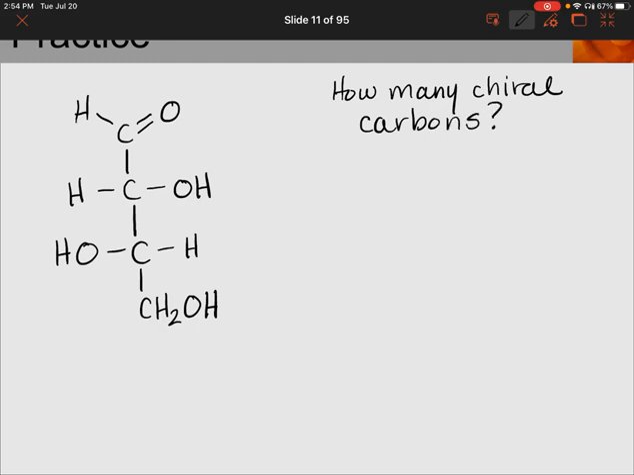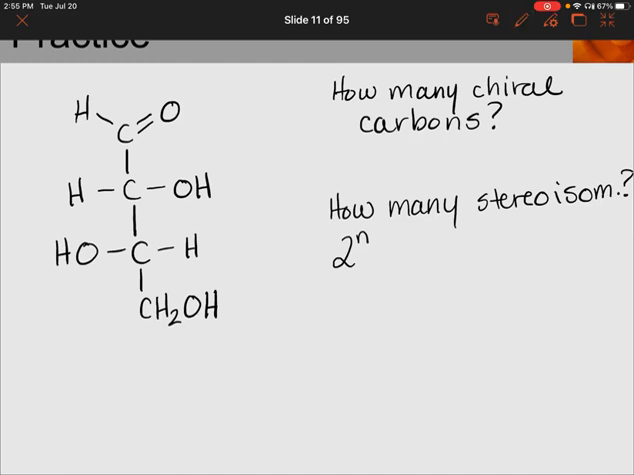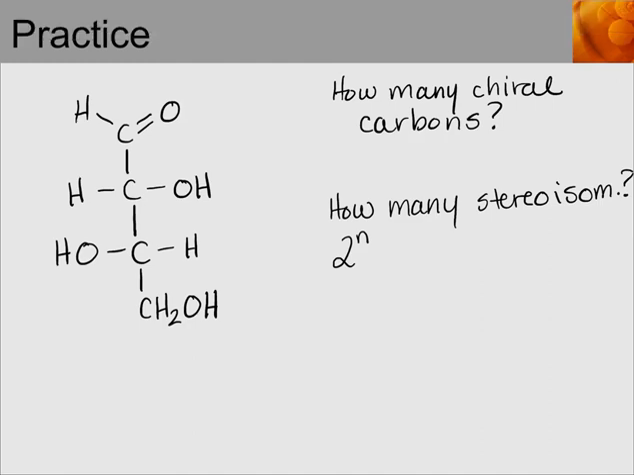And once you figure that out, you can do the calculation to determine how many stereoisomers. And I just abbreviated stereoisomers because I ran out of room. So remember, you would plug in the number of chiral carbons into 2 to the n. So feel free to pause the video, try this on your own first, and then when you unpause, we'll go over it together.